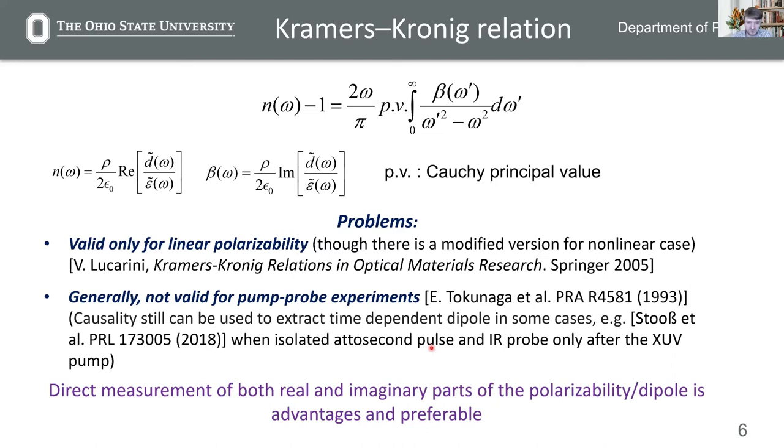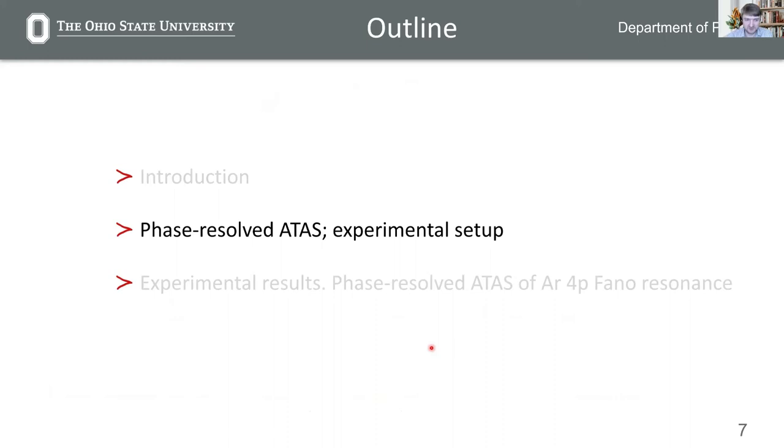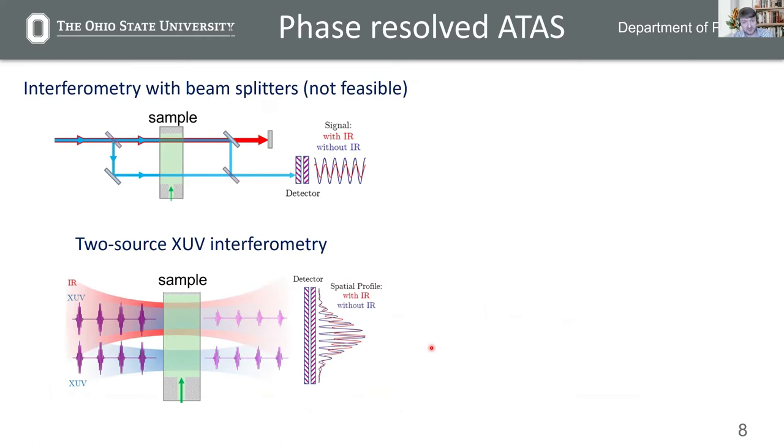And therefore, it would be nice to measure it. And one of the obvious ways to access the phase information would be to do some interferometry. In a naive case, one could assume to just build a Mach-Zehnder interferometer and measure interference.